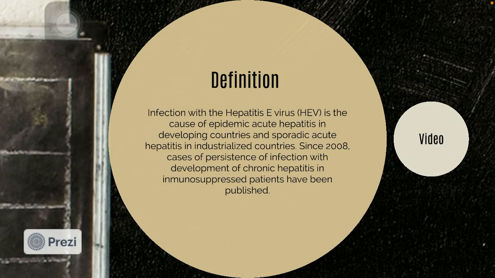Definition: infection with the hepatitis E virus is the cause of epidemic acute hepatitis in developing countries and sporadic acute hepatitis in industrialized countries. Since 2008, cases of persistence of infections with development of chronic hepatitis in immunosuppressed patients have been published.